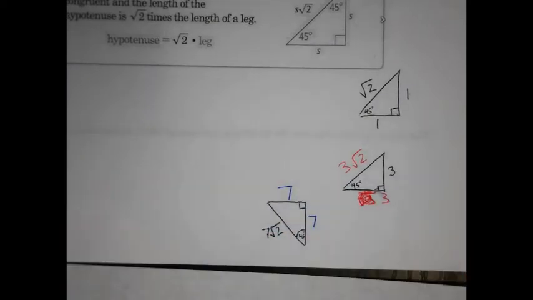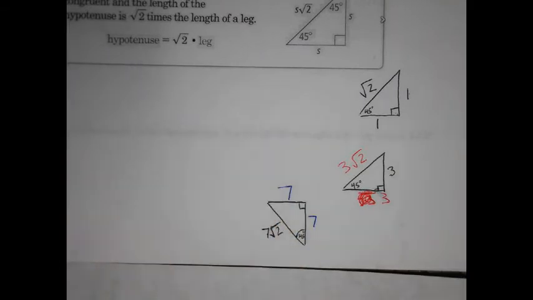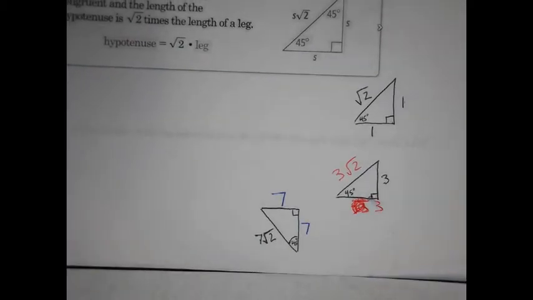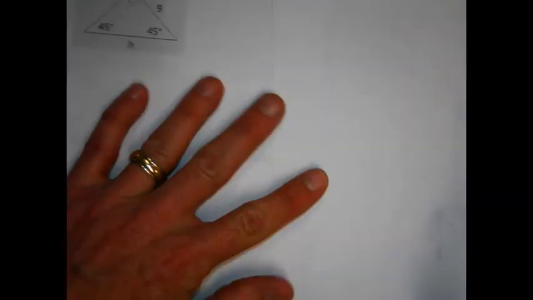So we can now find the length of the other legs using these shortcuts. And that is the first of the special right triangles. So let's do some work. This video is only about the 45-45-90 right triangle. So let's do some work with that, okay? Okay. So here's the first example.